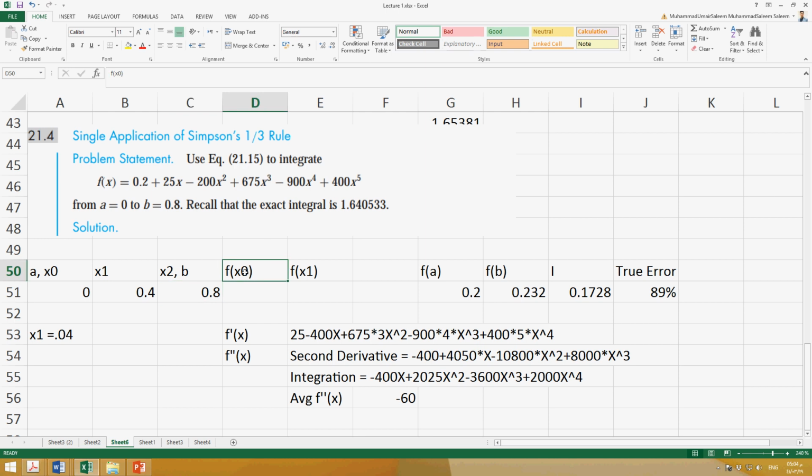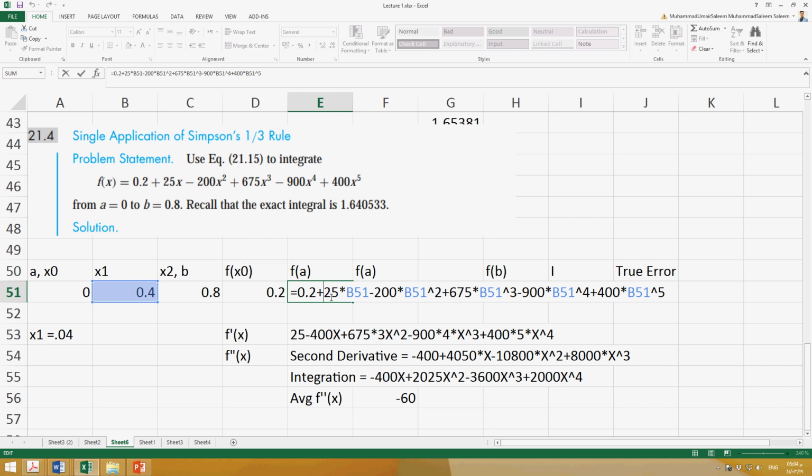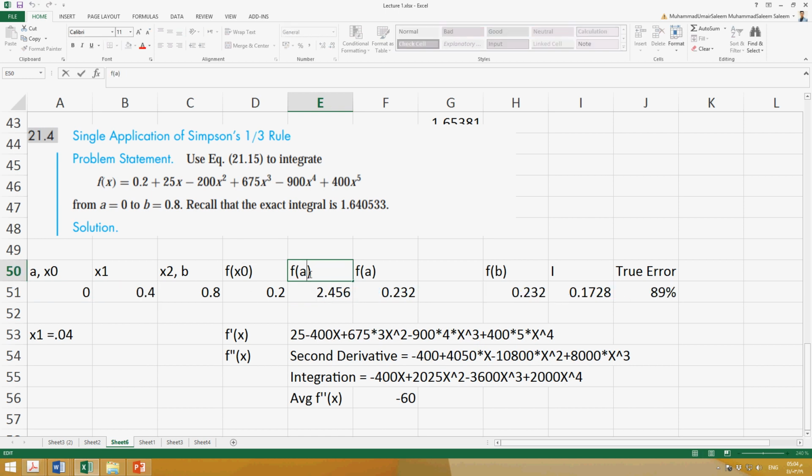So how can you get f of x0? It is the same as f of A. Let me paste here with control V. Okay, so this is f of x0. This is fine, and then this is f of A, this is also fine, but this is not f of A, this is f of x1, and then this is f of x2.